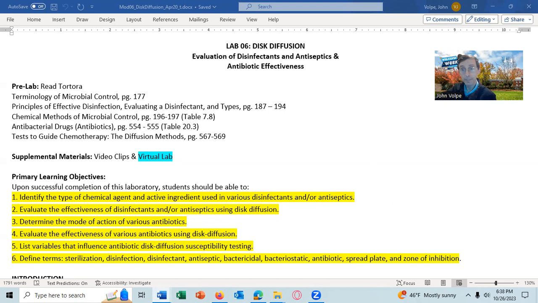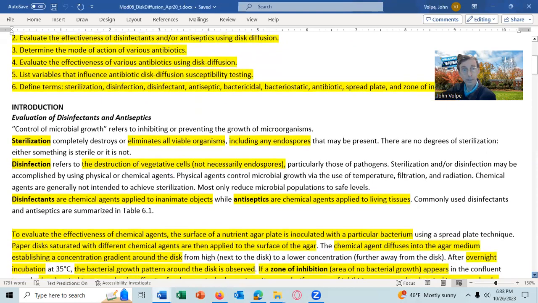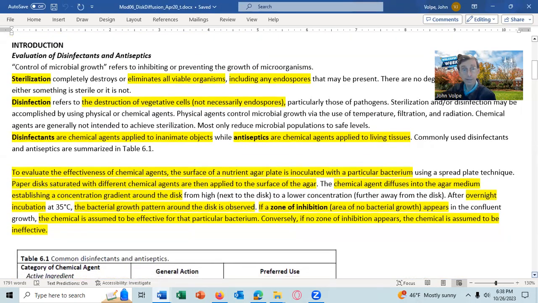All right, let's move on. So the introduction: sterilization refers to the elimination of all viable organisms, including endospores. We're only talking about something that's cellular at this point. When you sterilize something, you may not remove a prion, but other than that, sterilization removes all viable organisms.